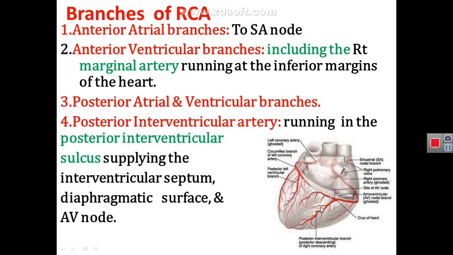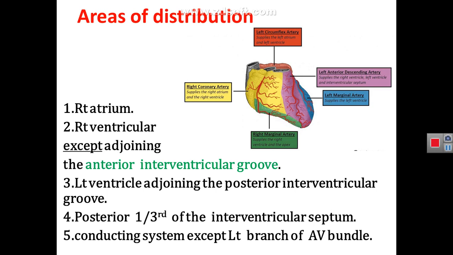This branch is sometimes called the posterior descending branch, and it supplies the interventricular septum on the inferior surface of the right and left ventricle, and also it gives supply to the atrioventricular node. Therefore, according to the branches, we can describe the area of distribution of the right coronary artery.